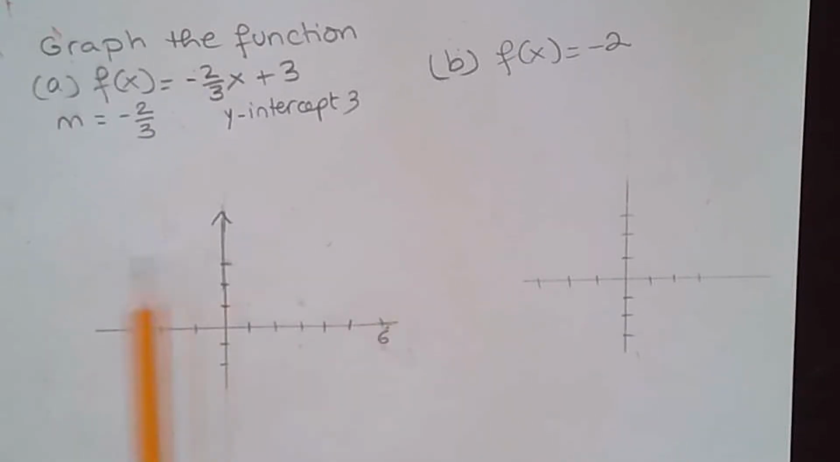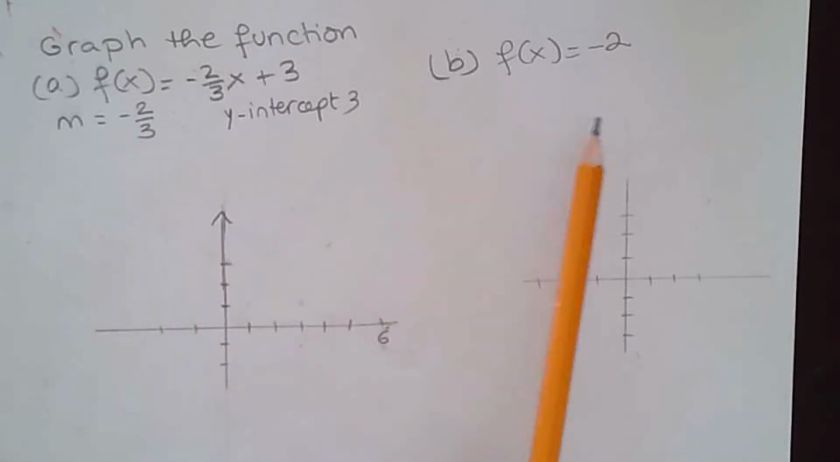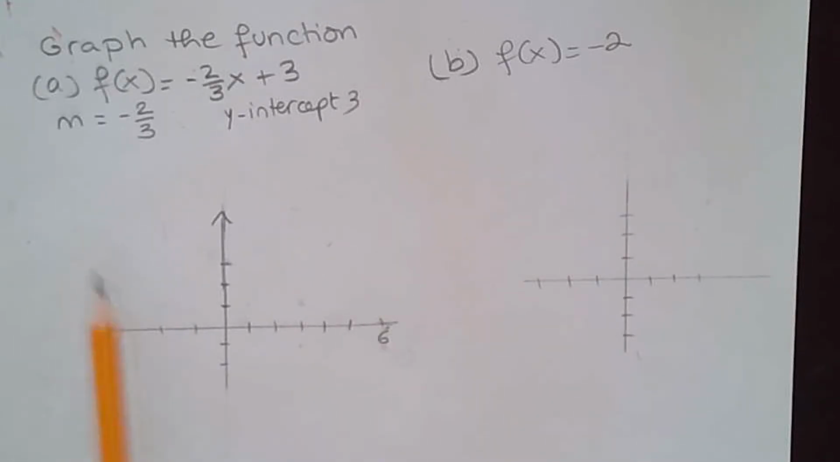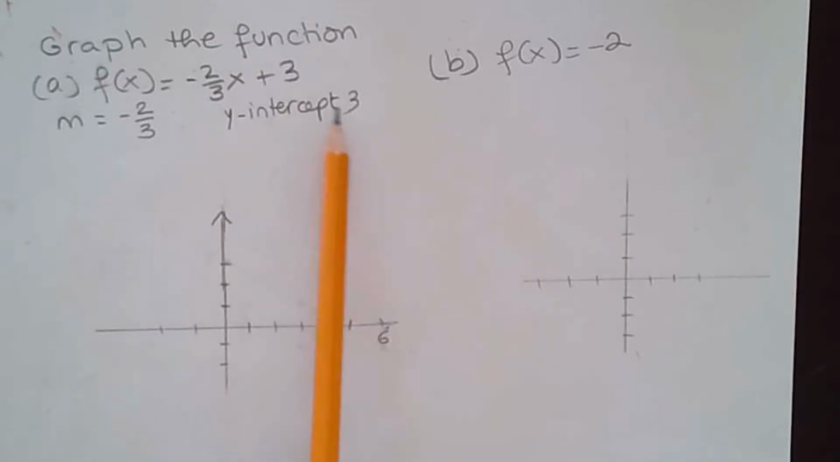So let's graph the following functions. I have f of x is equal to negative 2/3 x plus 3 and f of x is equal to negative 2. Now if we start with part A, you notice that you have a linear function in slope-intercept form. So that means the slope is negative 2/3. I wrote it down here. M is negative 2/3 and the y-intercept is 3.